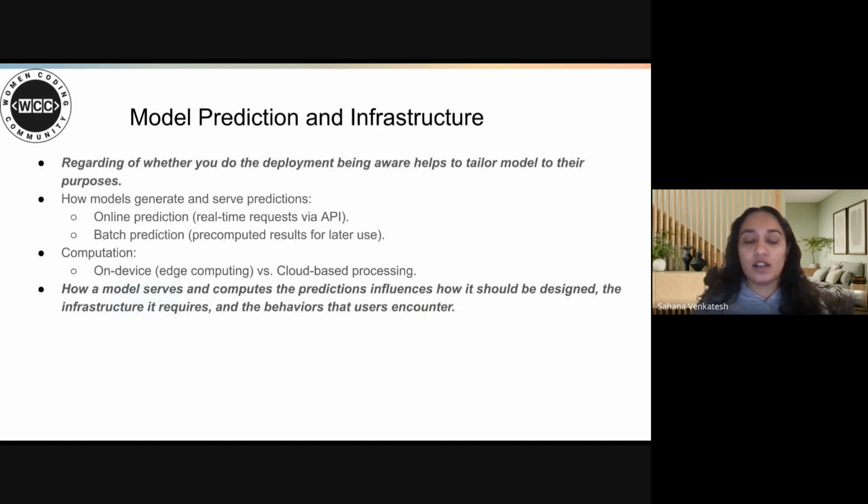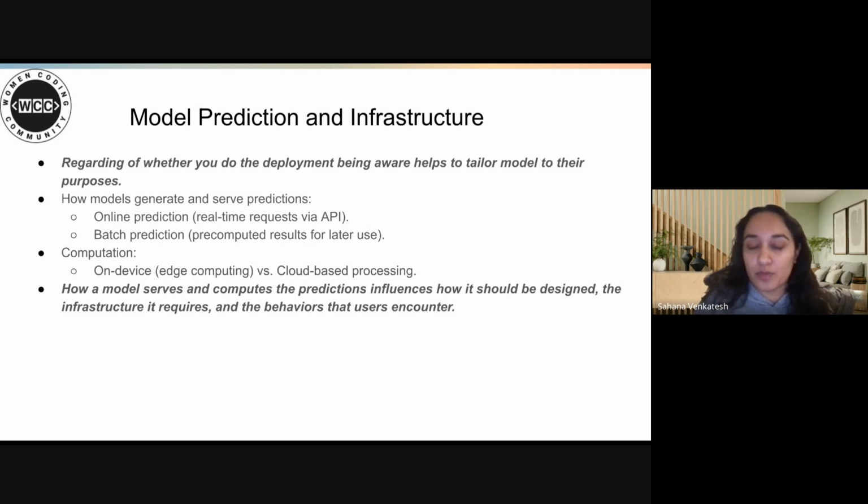So now let's talk about model prediction and the infrastructure. The author makes a very important point that regardless of whether in our current role we do deployment or not, being aware of it always helps.